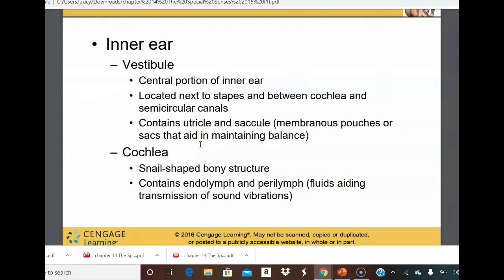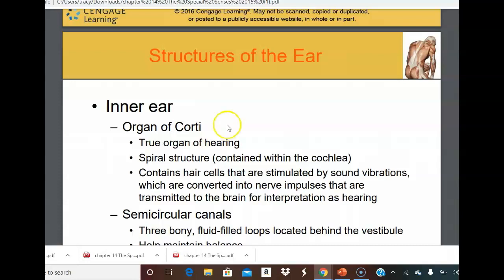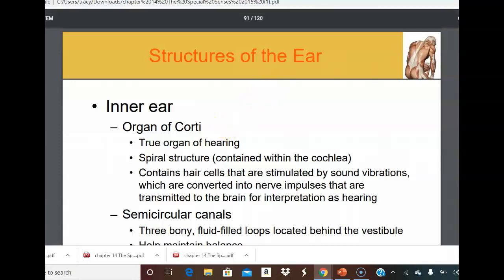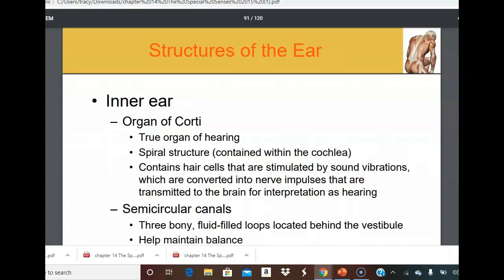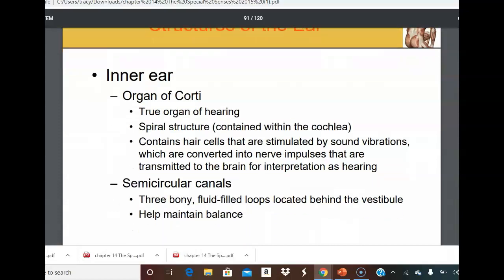The cochlea is a snail-shaped bony structure. It contains specific fluid called endolymph and perilymph, and those fluids will move in different ways, and then within that fluid are special hair-like cells called the organ of Corti. Now, the organ of Corti is the actual true organ of hearing. It is the movement of that endolymph and perilymph that causes these special hearing cells to stimulate sound that was via air, now via bone conduction.